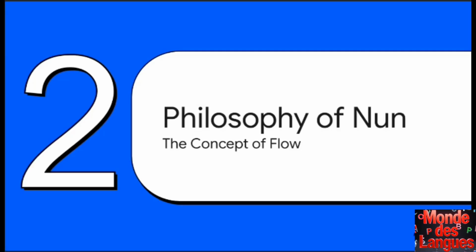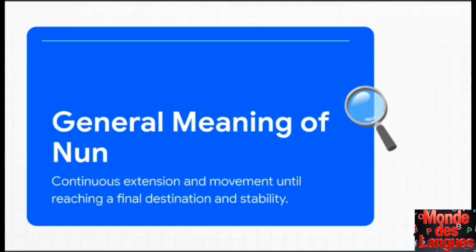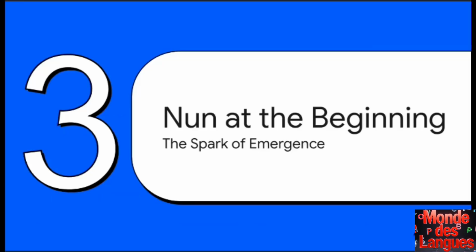Section 2, the philosophy of the letter, the concept of flow. Okay, so the absolutely crucial point here is this. Nun is the literal embodiment of extension. Think of it like a continuous current of water just flowing steadily toward an ultimate goal. It represents kinetic movement, whether that's happening in time or in space, pushing forward until it finally hits a state of stability and rest.